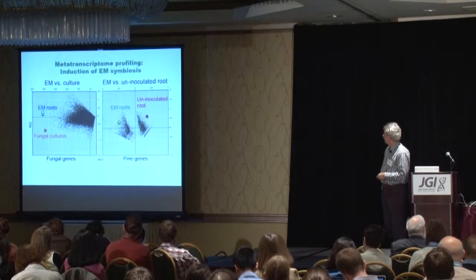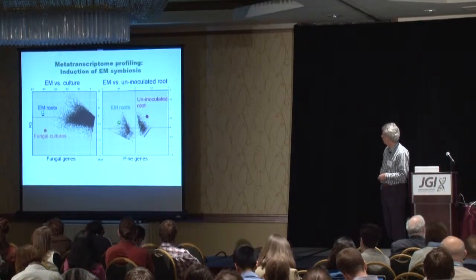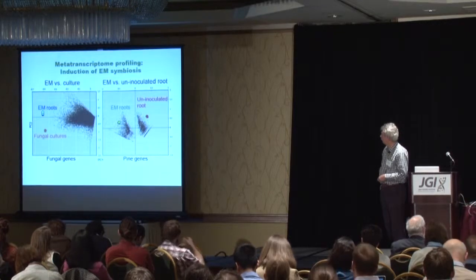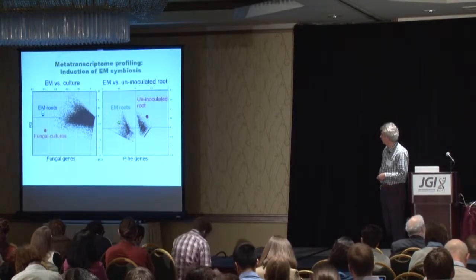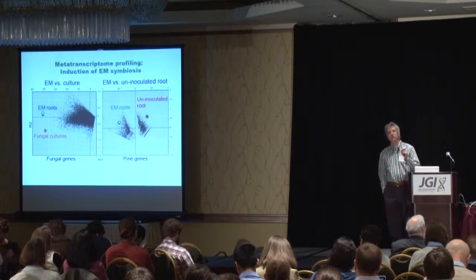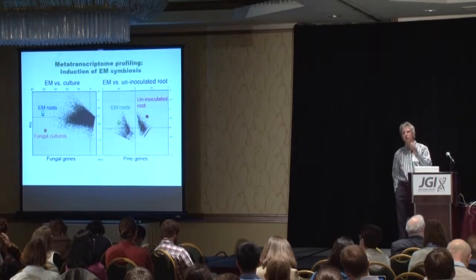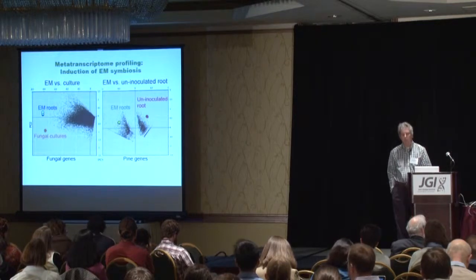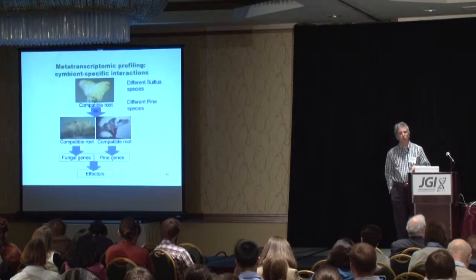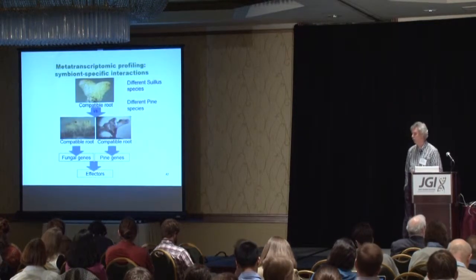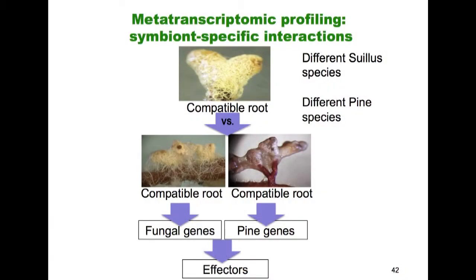What about the plant? What is happening here? Well, a naked plant root has one profile, and an ectomycorrhizal plant root has a different profile as well. So there, again, major transformation in the array of genes that are turned on during ectomycorrhiza formation. What happens when we have different Suillus species inoculated onto different pine species?